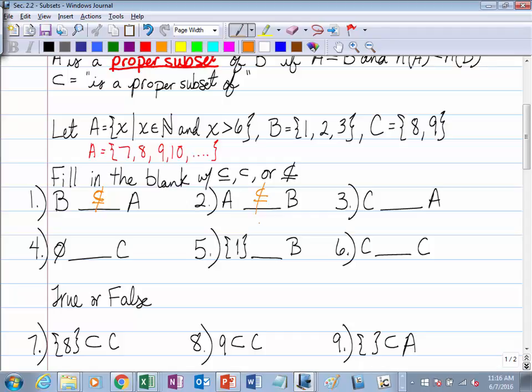Is C a subset of A? Yes, because C is a set containing 8 and 9, and 8 and 9 are in A. Could we also say that it is a proper subset? Well, since it's not equal, yes, you could. So C is a subset of A. We could also say that C is a proper subset of A, because C is not equal to A.